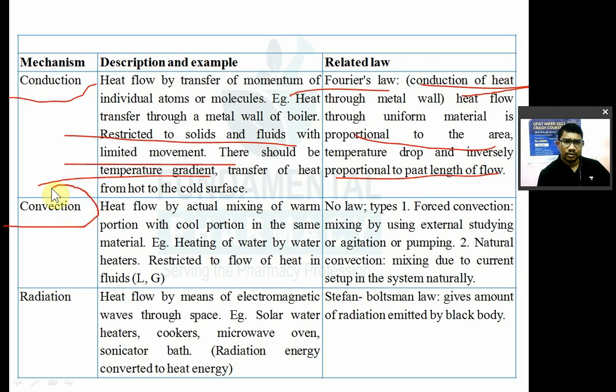So second mechanism of heat transfer is convection. Heat flow by actual mixing of warmer portion to the cooler portion in the same material. जैसे water heater होता है आपका. For example, heating of water by water heaters. This mechanism is only restricted to the flow of heat in the fluids. Fluids मतलब क्या? Liquid भी हो सकता है, gases भी हो सकता है. Liquid plus air, that is also fluid.